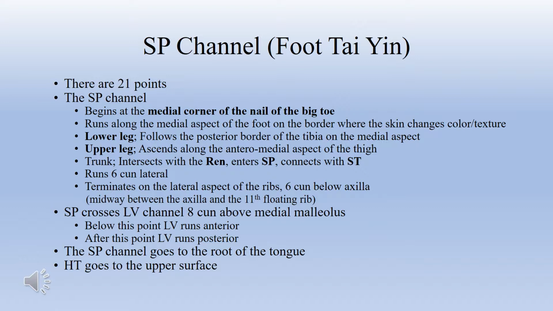It runs 6 sun lateral and terminates on the lateral aspect of the ribs, 6 sun below the axilla, midway between the axilla and the 11th floating rib. Spleen crosses the liver channel 8 sun above the medial malleolus. Below this point, liver runs anterior. After this point, the liver runs posterior. The spleen channel goes to the root of the tongue, and the heart goes to the upper surface.